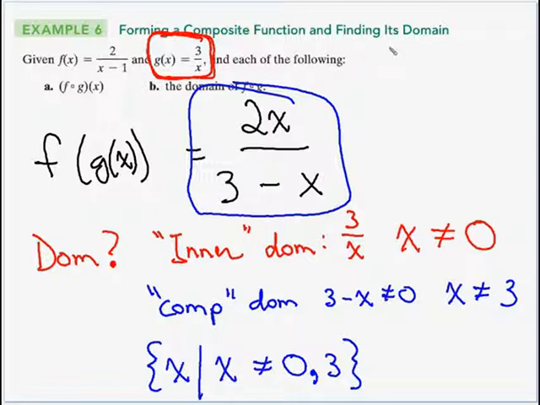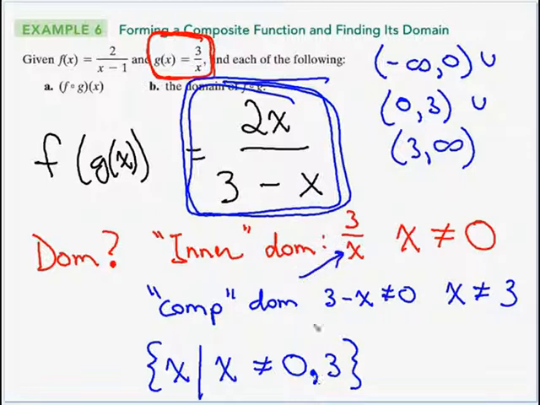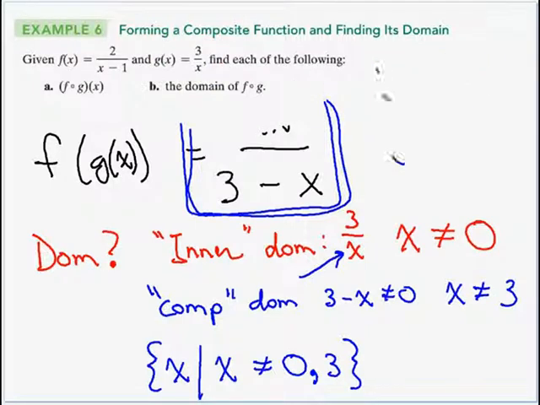Or in interval notation, it would be negative infinity to 0, union 0 to 3, union 3 to infinity. And there we go. Here's our composed function, and it looks like we could plug the number 0 in there, but remember, 0 would violate the hidden inner function's domain. Look to the inner function, and then look at your final composed function to figure out the composed function's domain.